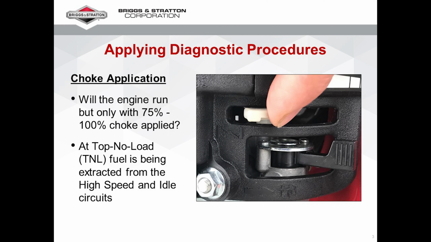If the engine needs more than 75% choke application just to keep it running, it's likely you have a major restriction in fuel delivery. This could be a fuel flow issue to the carburetor, a plugged main jet, or a plugged idle circuit if it's equipped. If the engine only needs between 25 and 50% choke application to keep it running or from surging, it's likely a partial restriction somewhere in the carburetor, and we'll need to pay close attention to the jetting during the cleaning to ensure we solve the issue in one shot.